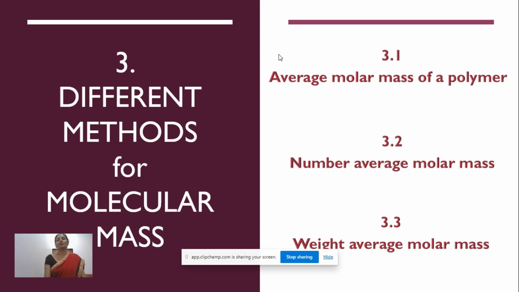Average molecular weight of polymer can be determined in different ways. A few examples: number average molecular weight, weight average molecular weight. Number average molecular weight is calculated by summation of NiMi divided by summation of Ni, where M is molecular mass, N is number of monomer units. But weight average molecular weight is determined by summation of NiMi squared divided by summation of NiMi. Thank you.